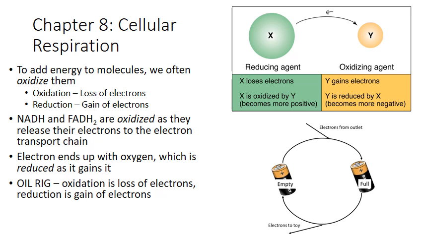Sound good? Do you need to know which one's the reducing agent? No, it's just important to know that they happen in pairs. I won't use the terms reducing agent and oxidizing agent, but when one thing is being reduced, something else is being oxidized, so the reactions come in pairs.